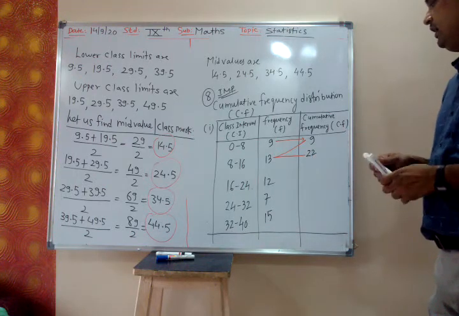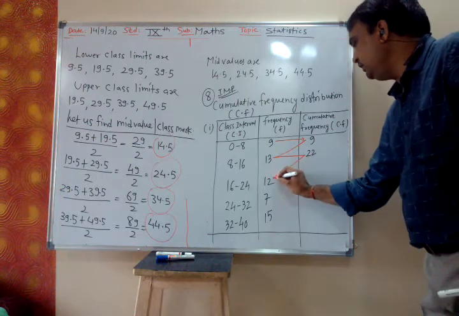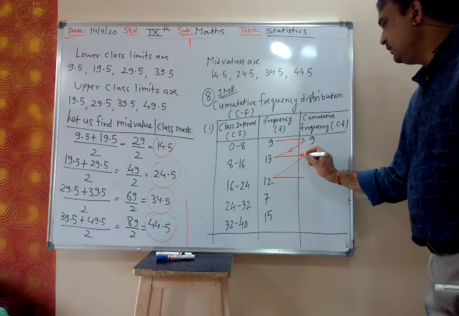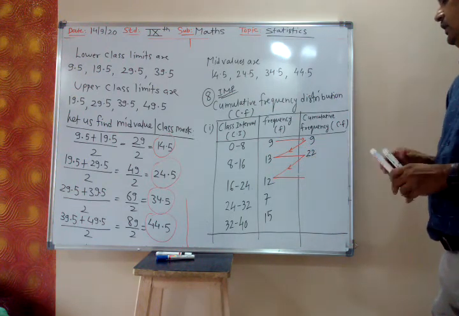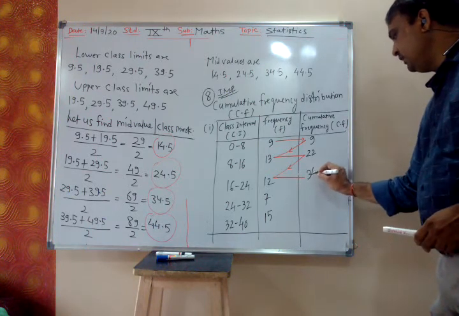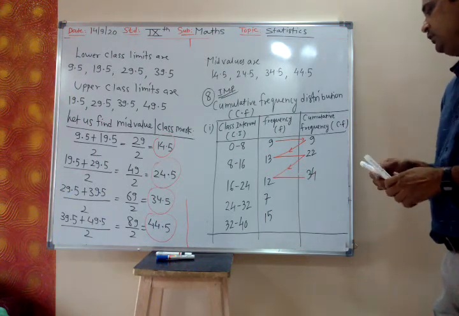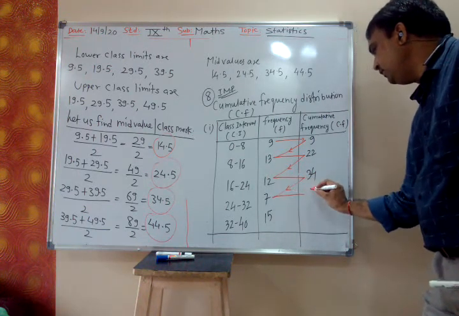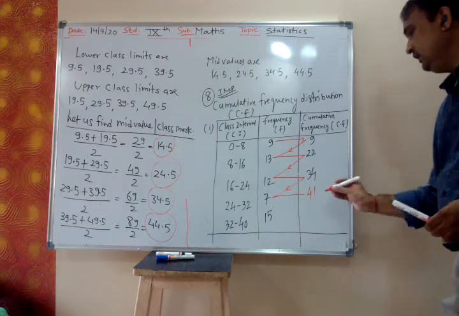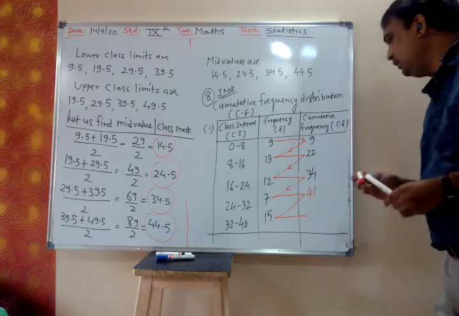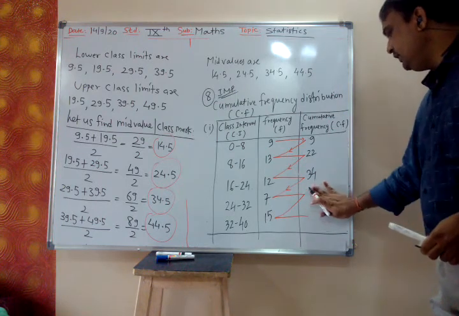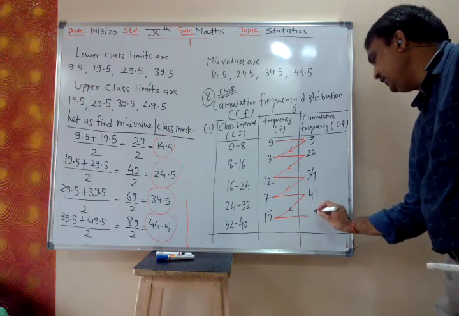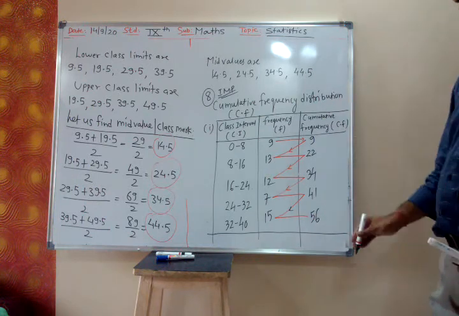Then next I will add this CF to the next frequency. So 22 plus 12 is 34. The next 34 I will add to the next frequency: 34 plus 7 is 41. Then 41 plus 15 is 56. And this is the column of CF.